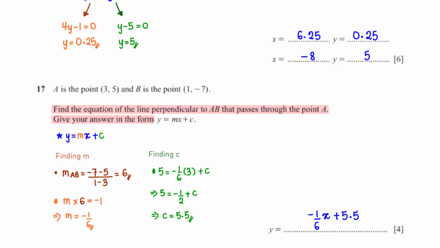So to get c, we plug in the value of m and the coordinate of A into y equals mx plus c. This gives us 5 equals negative 1 over 6 times 3 plus c. Negative 1 over 6 times 3 is negative 1 over 2. When we add 1 over 2 to both sides, we get c equals 5.5. So we have y equals negative 1 over 6x plus 5.5.